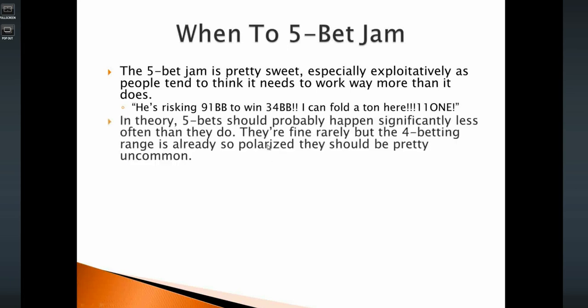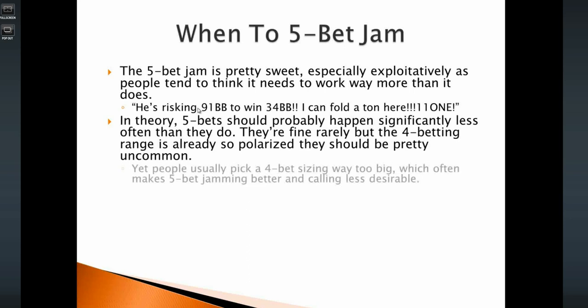This can be really effective against the right types of players. In theory, 5-bets should probably happen significantly less often than they do. They're fine rarely, but the 4-betting range is already so polarized that it should be pretty uncommon. Remember when I just said how on the button, I would only 4-bet kings, queens, ace-king for value? So if I'm only 4-betting those for value, you can imagine how incredibly small the 5-betting range is. Like super, super small. So in practice, this is happening way, way more often than it should because people just want to take the easier line and they don't understand the math. But in theory, you should not be seeing 4-bets and 5-bets pre-flop all the time. They should be quite rare.